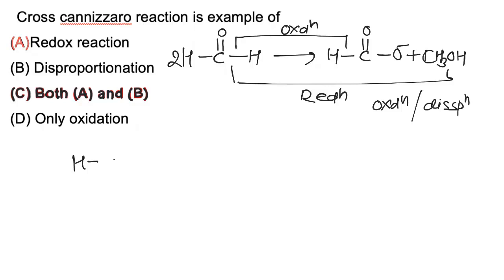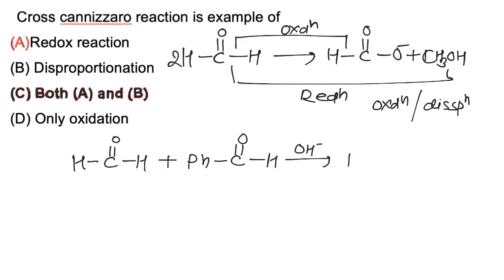But if two different types of aldehyde are taken, for example formaldehyde and benzaldehyde, the molecule which can be easily oxidized, which is more reactive, will be converted to acid. For example, in this case formaldehyde will be converted to acid and benzaldehyde will be converted to benzyl alcohol.